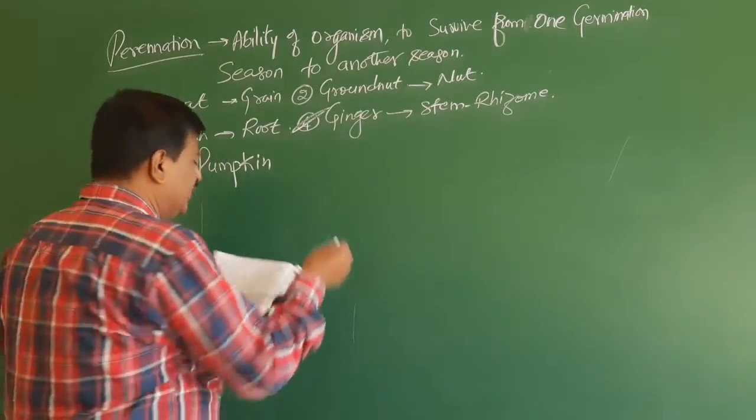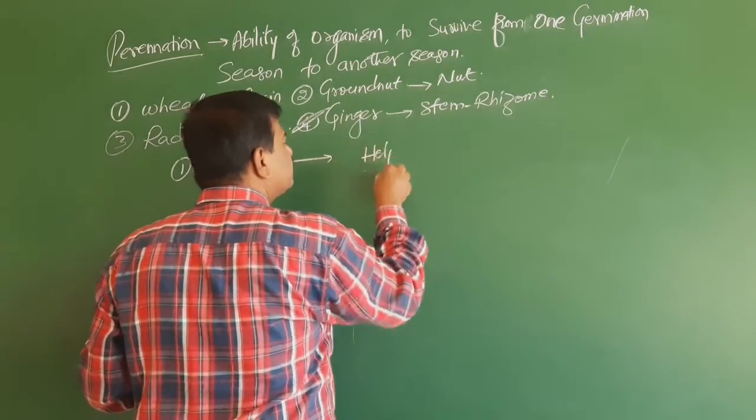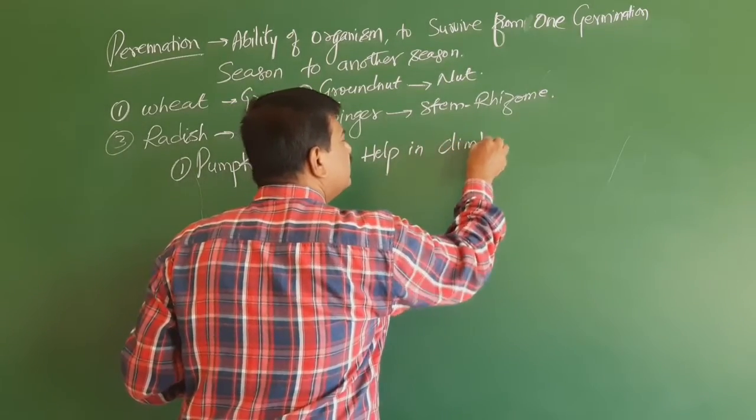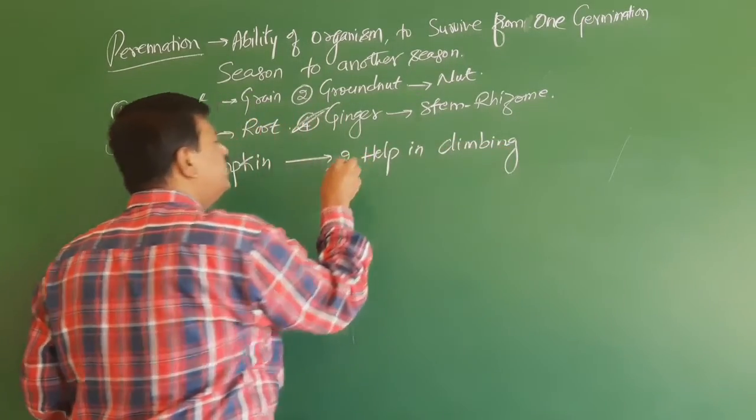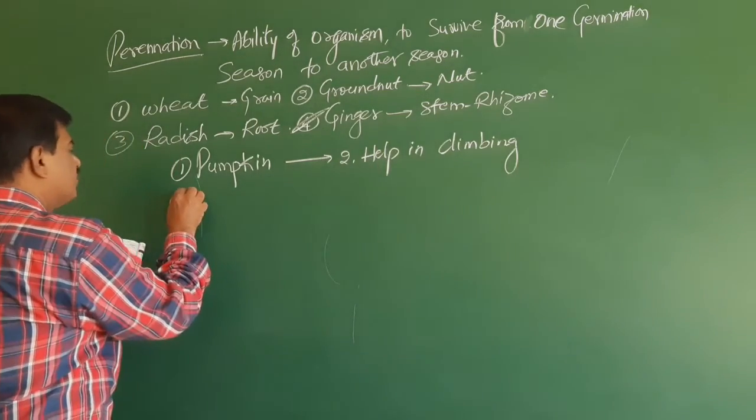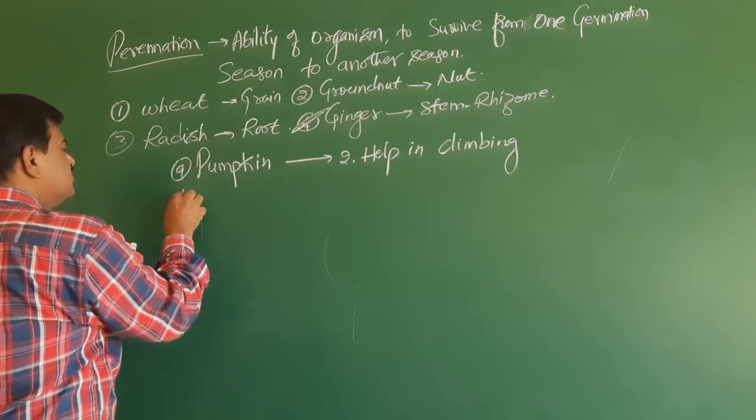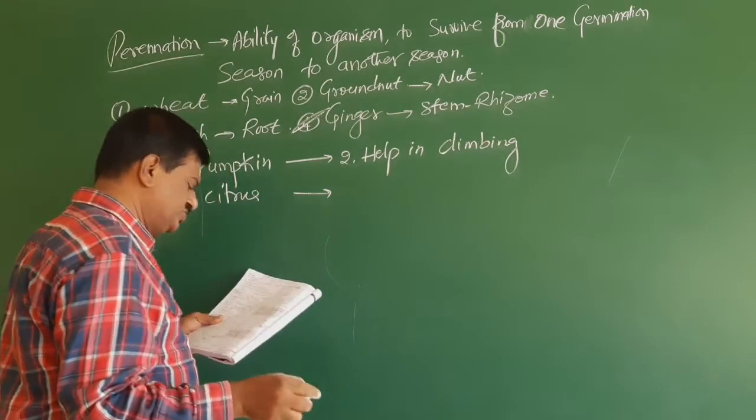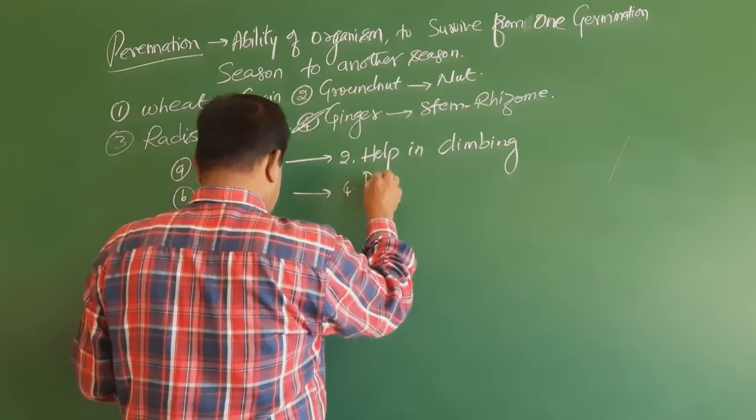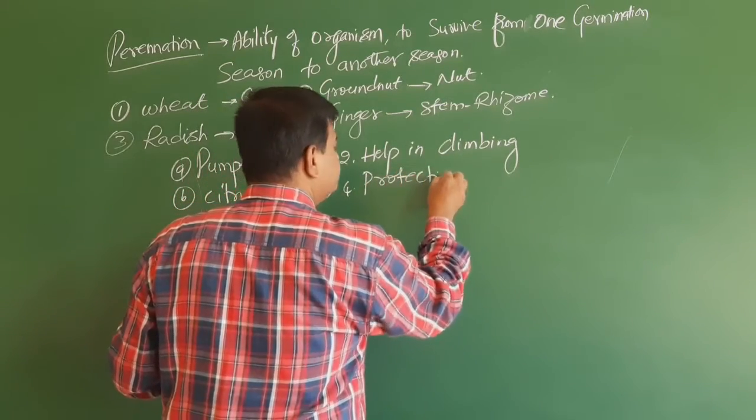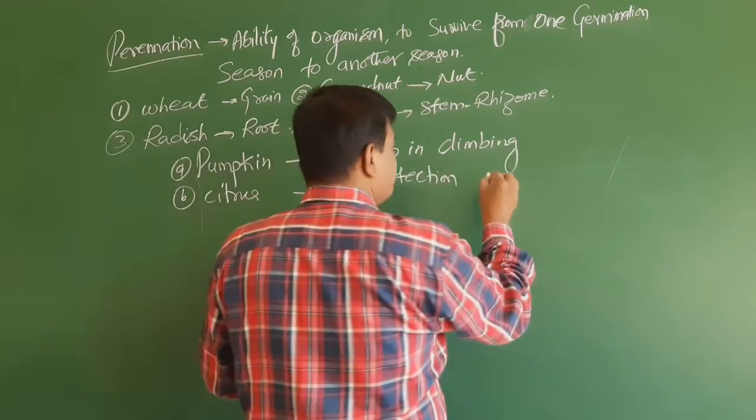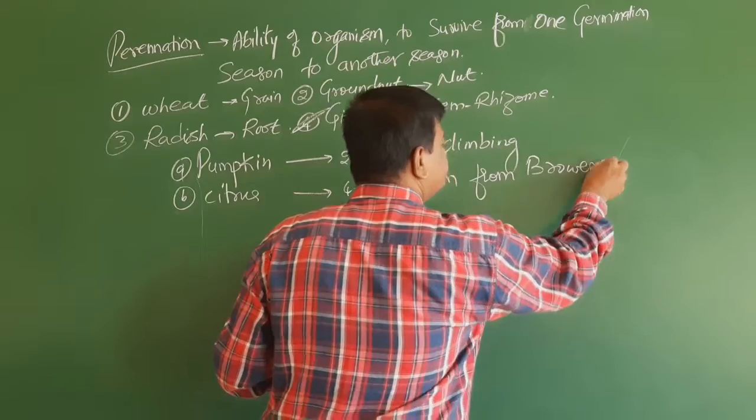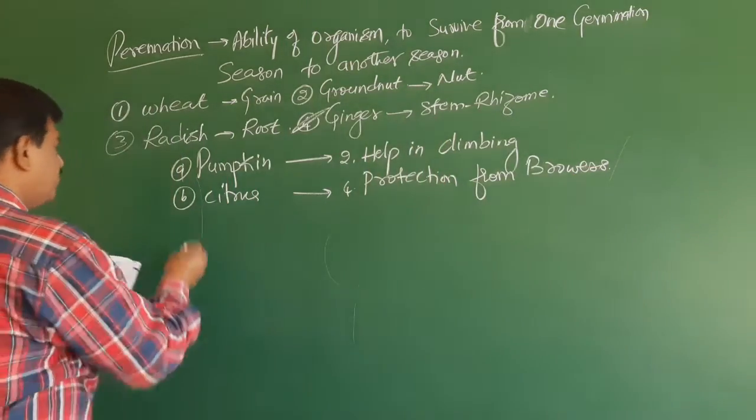So this pumpkin, the right option is help in climbing. So this is the right option. So when we go for the second one called as citrus, here the citrus helps in protection from browsers.